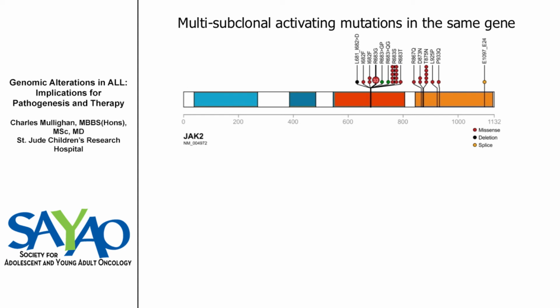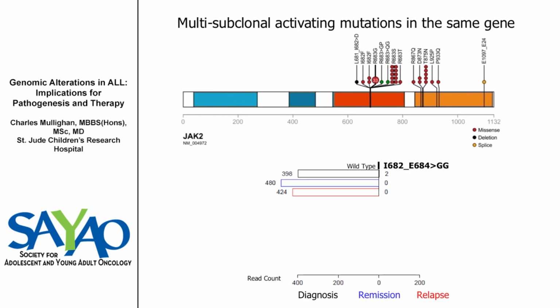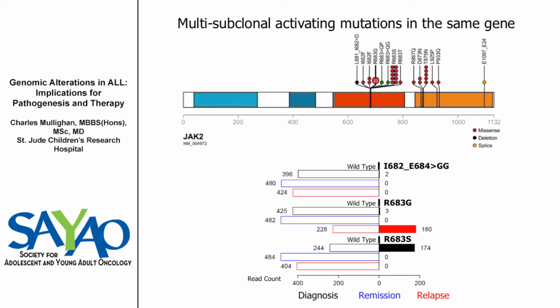So this is JAK2, as I'd mentioned before, with this hotspot of mutations at a residue in the pseudokinase domain, R683. So this case had three mutations. This is the first one. This is the reads for the wild type allele and the mutant allele shown at diagnosis, at remission, and then relapse. So just a couple of reads at diagnosis, then completely gone. A second mutation at low level at diagnosis that then became predominant at relapse, and a third mutation that was predominant at diagnosis, but then completely lost at the time of relapse.